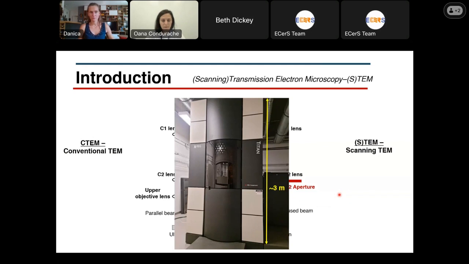And this is how it really looks. This is the microscope that I work with, and you can see that it's quite a bulky instrument; the optical column is a few meters long.